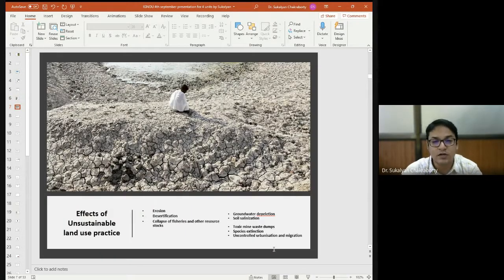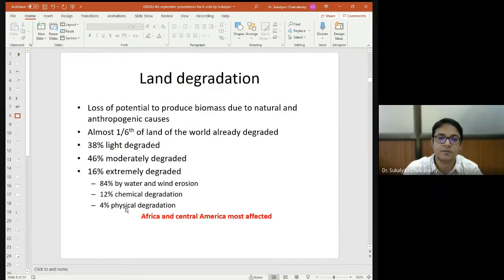Effects: erosion, desertification, collapse of fisheries and other resource stocks, groundwater depletion, soil salinization, toxic mine waste dumps, species extinction, uncontrolled urbanization and migration. These are all topics which again require a lot of discussion. But here, just for reference, I'm telling you that these are the effects of unsustainable land use practices.